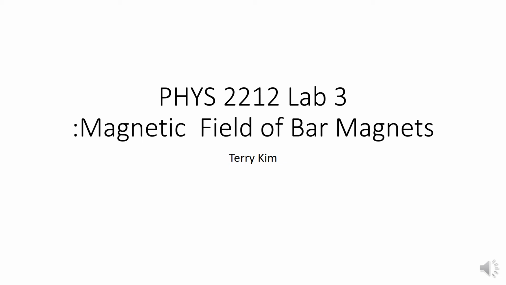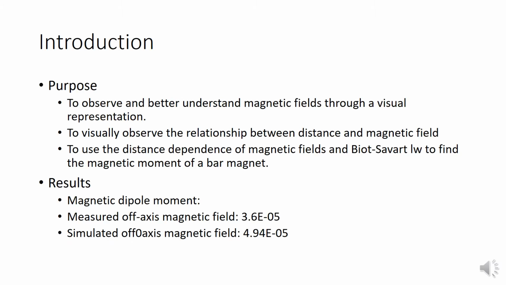Hello, today I'll be presenting about the third lab of the Physics 2 course at Georgia Tech, the magnetic fields of bar magnets. The purpose of the lab experiment was to observe and better understand the magnetic field through a visual representation and to visually observe the relationship between the distance and magnetic field.